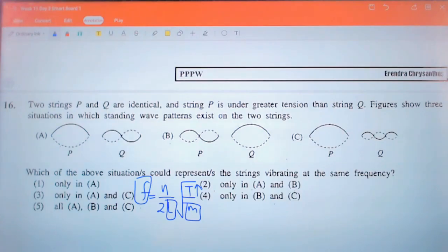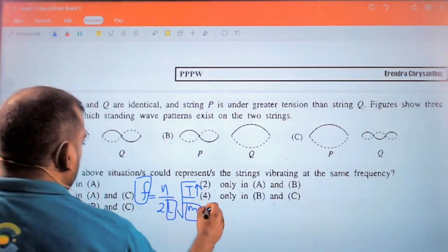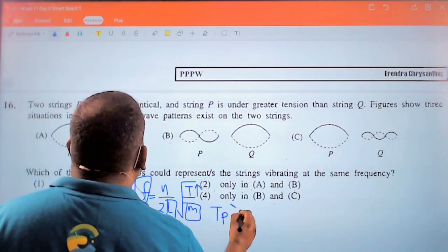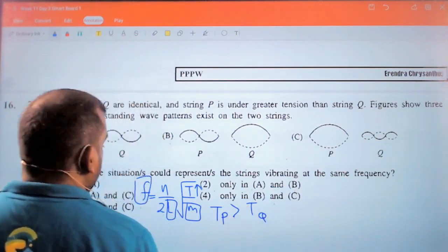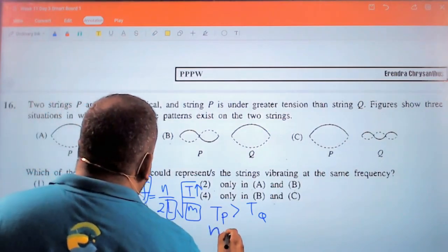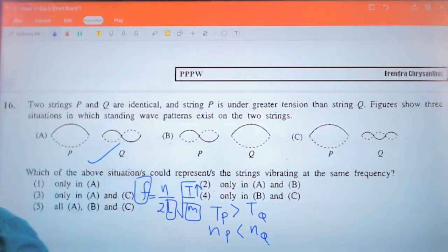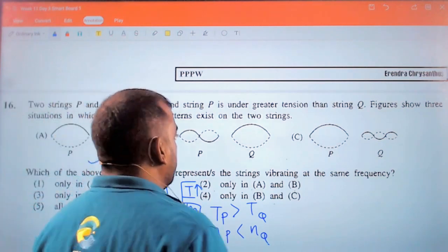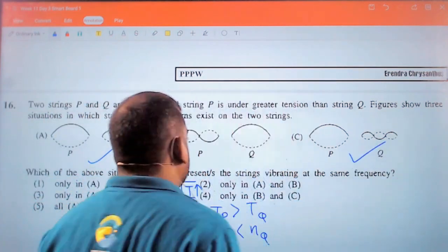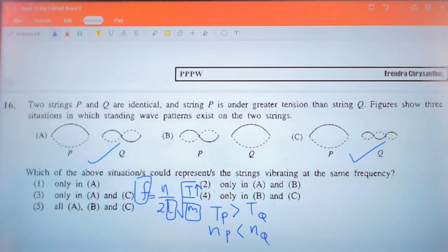P is under greater tension. Tension at P is greater than tension at Q. So the harmonic number at P will be smaller than the harmonic number at Q. This is correct. A and C are correct. Answer number 3.